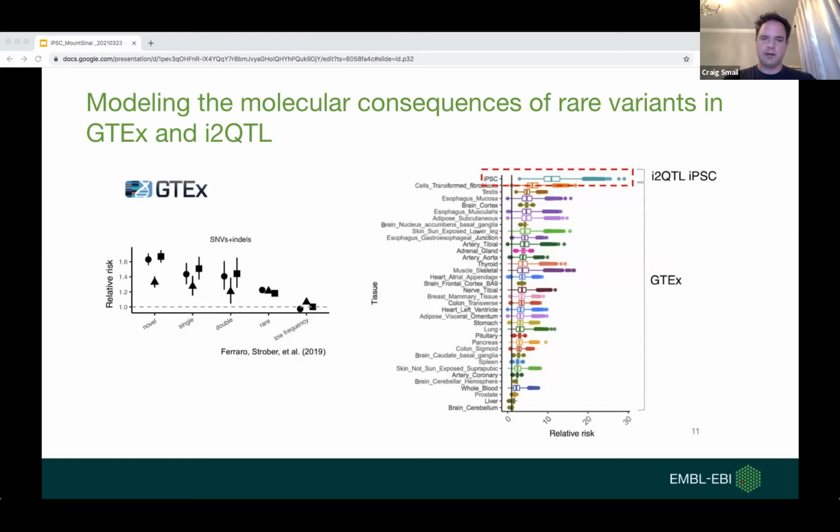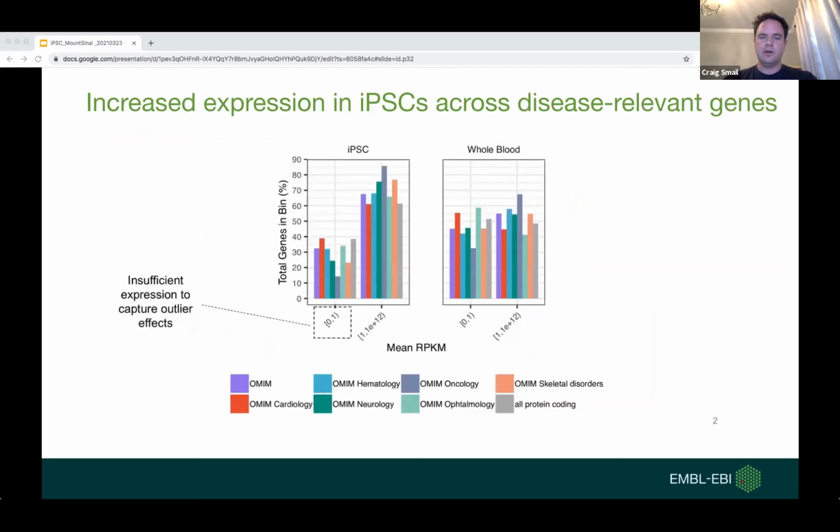And so we're interested in running the same analysis in a comparative analysis between RTQTL iPSCs and GTEx. And the plot on the right shows that the strongest enrichment is obtained in iPSCs when compared with somatic tissues in GTEx. So with this observation, one thing we wanted to look at in the paper was modeling the molecular consequences of pathogenic rare disease variants in iPSCs, and particularly in known disease genes which are not expressed in blood.